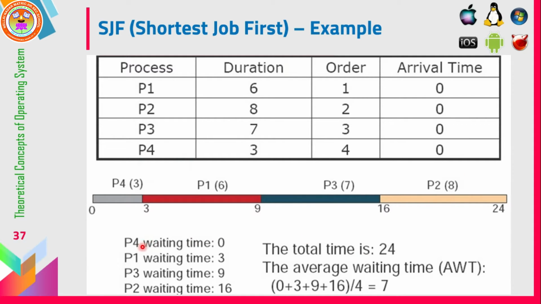Okay, so here as per the process order P4, P1, P3, P2, the waiting times are 0, 3, 9 and 16. So the total is 24. Then how can you find the average waiting time? The formula is 0 plus 3 plus 9 plus 16. All the 4 waiting times should be added together and divided by 4, and we get 7. So this is an example of shortest job first.